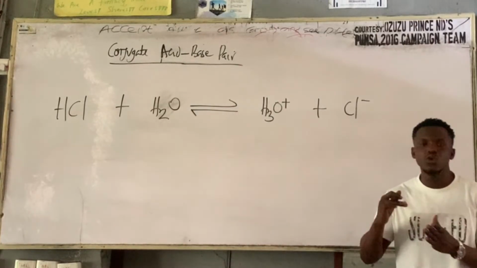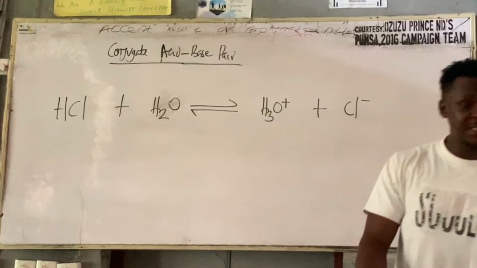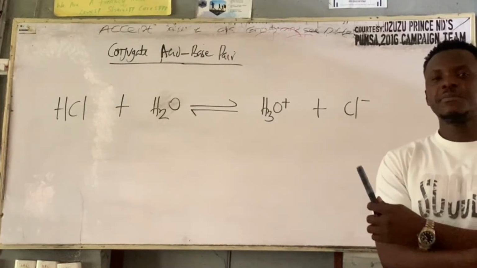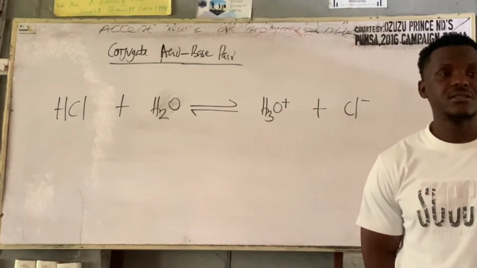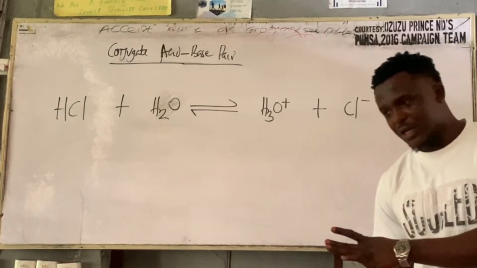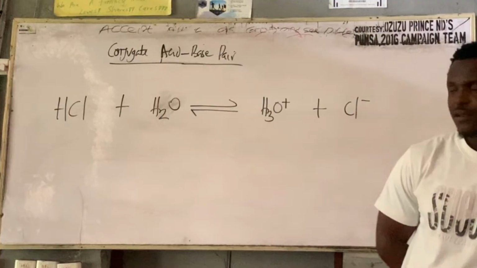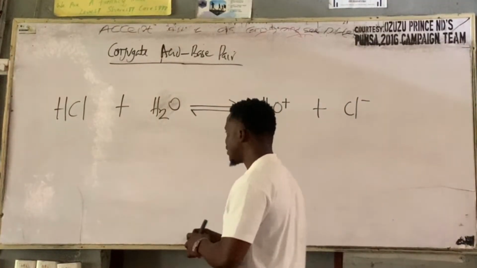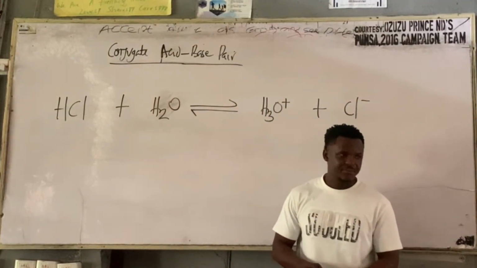First thing first, you need to know what conjugate pairs are before you can list them out. Is it not so? What are conjugate pairs? An acid and its conjugate base. So first thing first, you need to identify which of these is an acid.